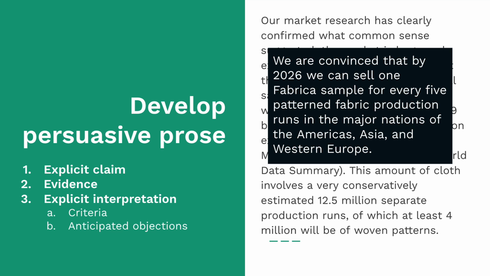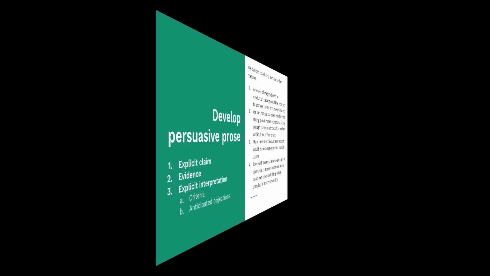The warrant shown here, by 2026 we can sell 1 out of every 5 production runs, connects the writer's claim about the size of the market to the evidence by stating the criteria by which the audience can evaluate that evidence. It's only effective evidence if it connects to the potential of Fabrica's product. Making that connection clear will make it easier for readers to be persuaded by the central route.